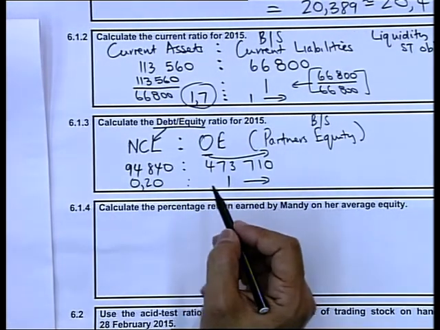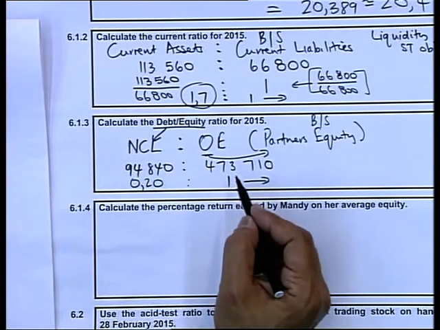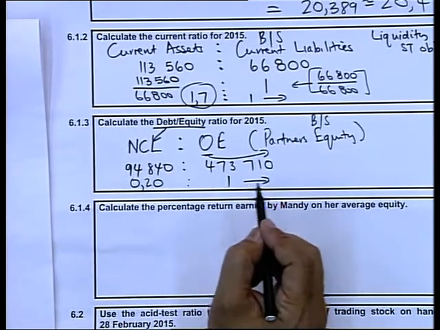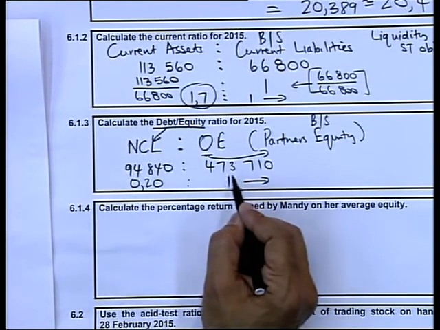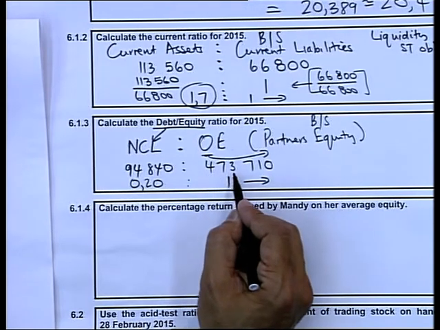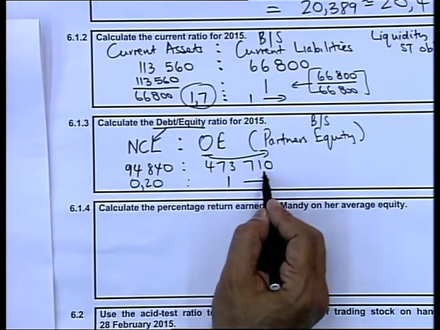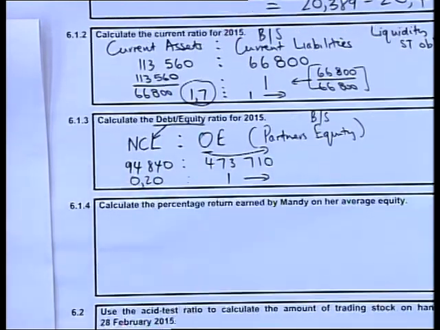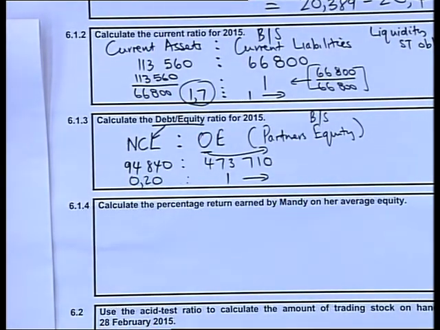Just remember, if you're looking for a ratio, it has to be 1 on your right-hand side. So whatever the number is on the right-hand side, we have to divide both sides by it. In other words, 473,710 divided by itself and 94,840 divided by 473,710.